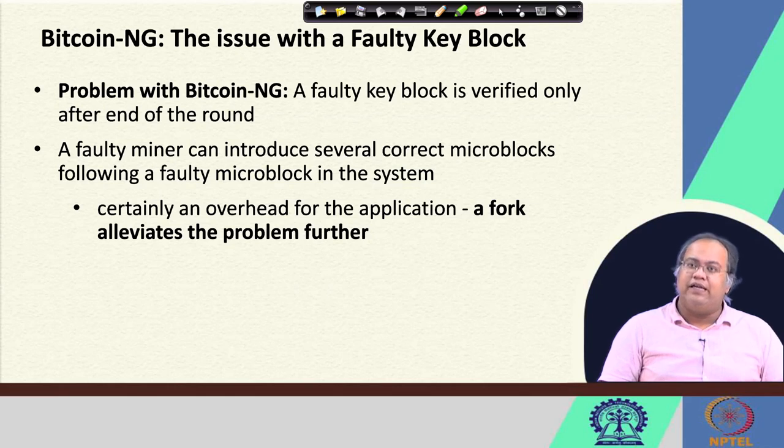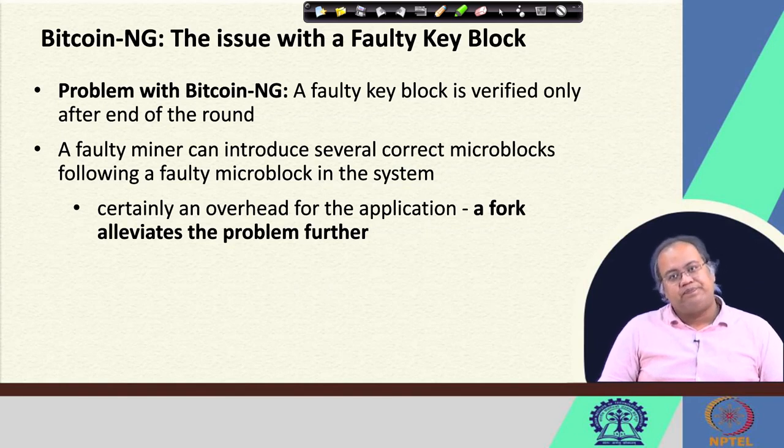But there is an inherent problem in this architecture. So, what is the problem? The problem is that a faulty key block is verified only after the end of the round. That means if a miner becomes faulty and is elected as a leader and starts adding a faulty key block in the system, then that leader is replaced only in the next round.